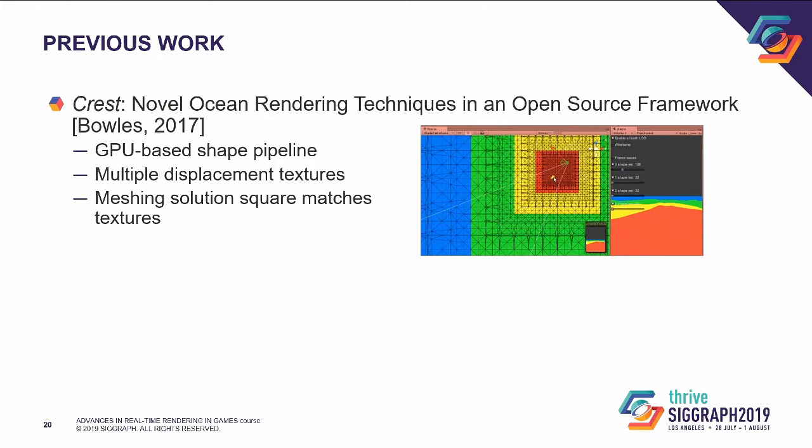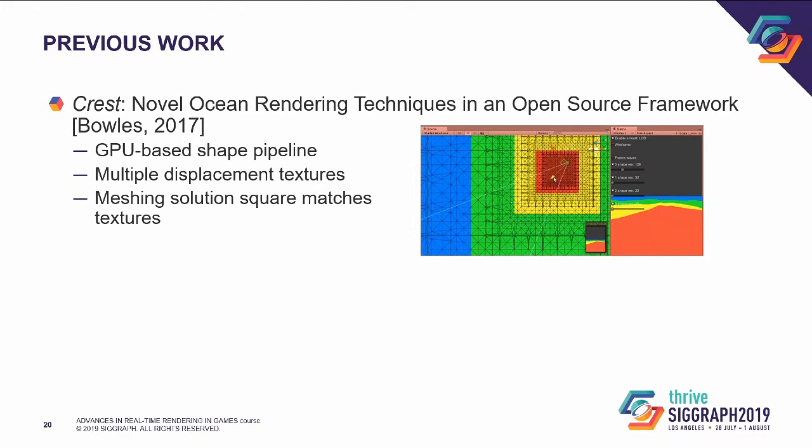We described a flexible and efficient GPU-based pipeline to render shape from waves or user inputs. We represent the shape in world space displacement textures that follow the viewer around the world. We also described a meshing solution that doesn't require tessellation and is square in shape, which matches the displacement texture shape, and it's a nice synergy there that makes sampling trivial.